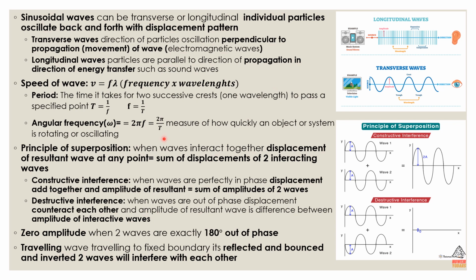A traveling wave reaching a fixed boundary is reflected and bounced back, and inverted, and the two waves will interfere with each other.